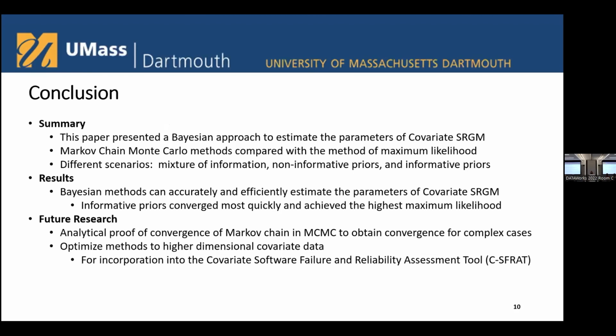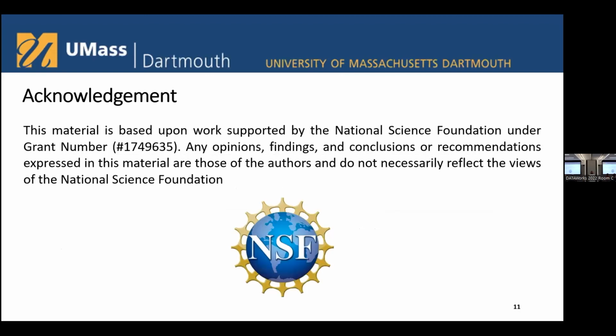To conclude, to sum up, we present the Bayesian approach to estimate parameters of covariate models. And we could see that using prior information, we can converge faster and achieve better results. As future research, we can try to prove analytically the convergence of the MCMC algorithm. And also we will try to optimize this approach for more covariate data. Then we can apply it to the covariate tool that we have, which is called the Covariate Software Failure and Reliability Assessment Tool.